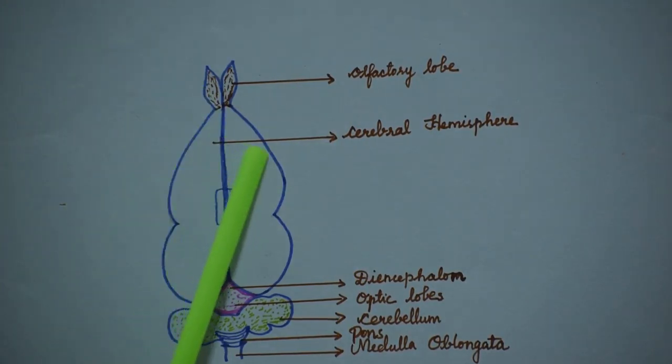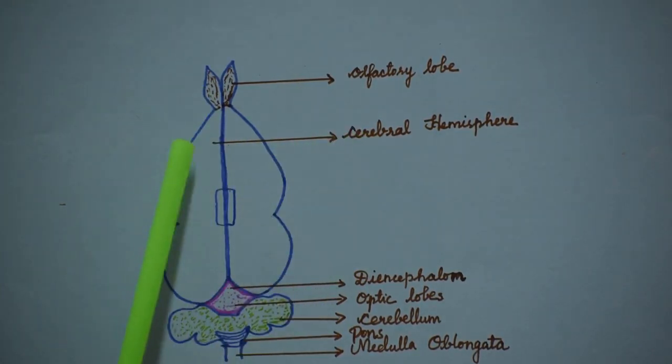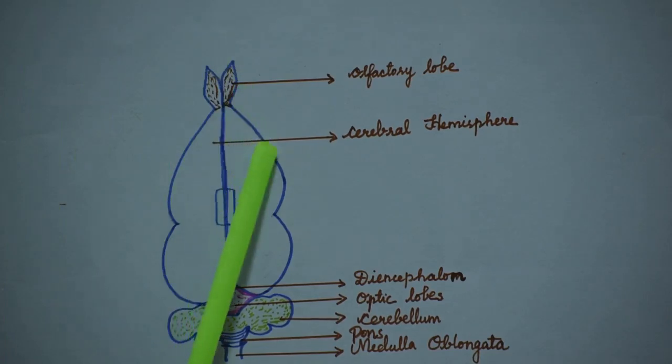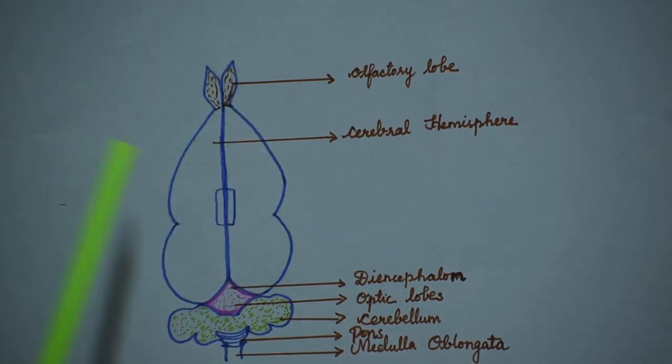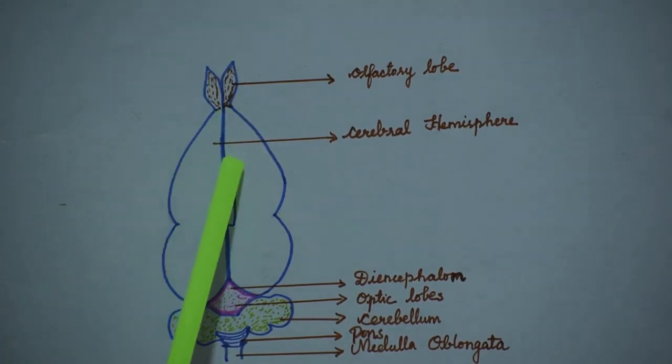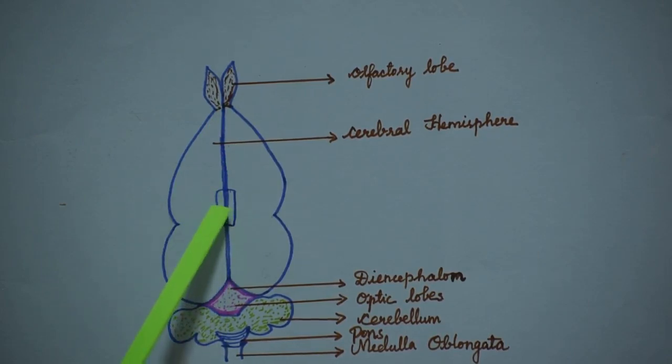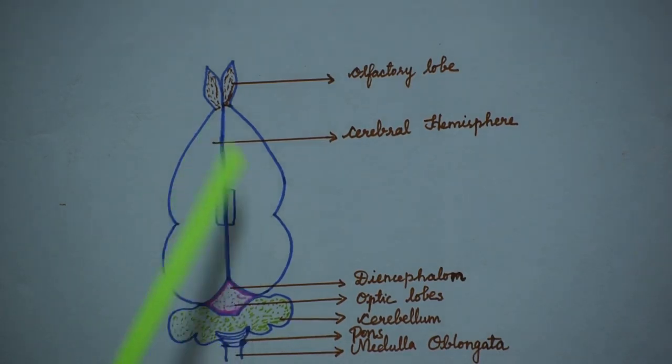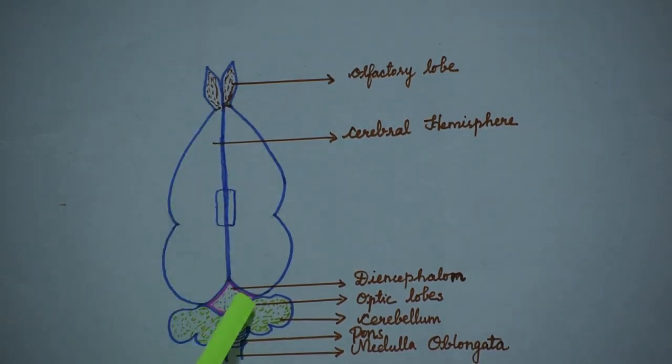See, the cerebral hemisphere is divided into right cerebral hemisphere and left cerebral hemisphere by a transverse band called corpus callosum. Have you understood? See, the next, midbrain. Midbrain consists of optic lobe and hindbrain consists of cerebellum, pons and medulla oblongata.